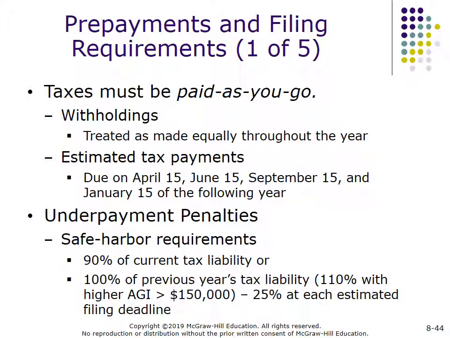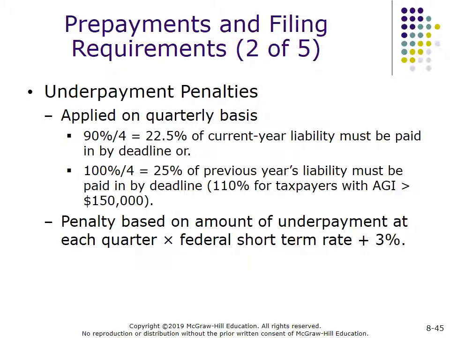There's a safe harbor requirement, and it says this: if you don't want to be penalized, pay 90% of your current year's tax liability. If you pay at least 90% in during the year, you won't be penalized, or 100% of last year's. Okay, so if you pay in 100% of last year's or 90% of this year's, you'll be safe. But if you don't, you're going to be penalized for underpaying your taxes.